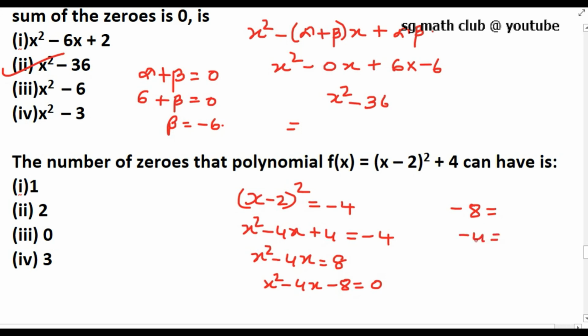There are no such numbers, so we can say that the number of zeros for this polynomial is 0. There is no zero for this polynomial, because we cannot find two numbers such that the product is minus 8 and their sum is minus 4. So this is not possible, or we can say that the discriminant is less than 0, hence the number of zeros for this polynomial is 0.